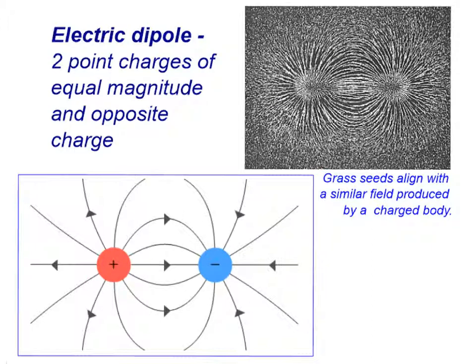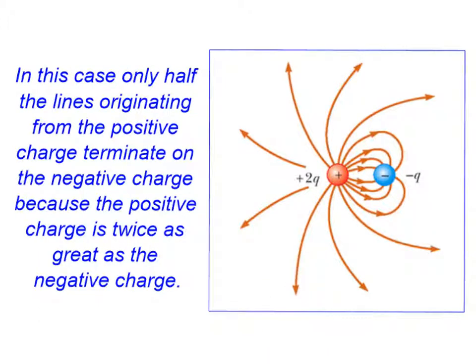Here is a picture showing grass seeds aligning with a similar field produced by a charged body as this diagram with a positive and a negative. In this case, only half the lines originating from the positive are terminating on the negative charge because the positive charge is twice as big. It's 2Q as the negative charge.